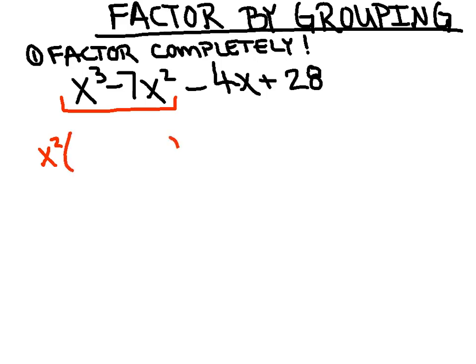So we're pulling out a GCF from just the first two terms. If I divide the first term by x squared, I get x. And if I divide the second term by x squared, I get minus 7. Now shift your focus to the third and the fourth term and ask yourself, do those two terms have a GCF by themselves? And you could make the argument that their GCF is 4.